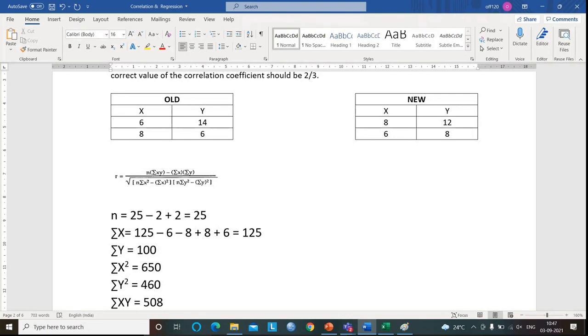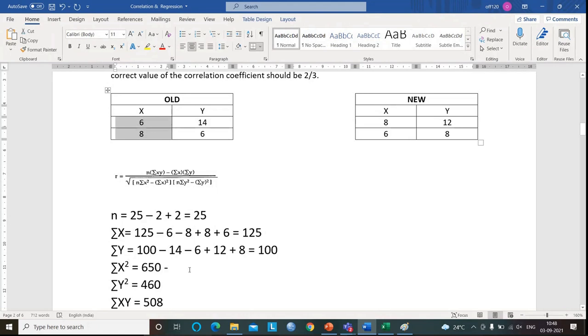In the second column, that means in the y column also, I have to subtract my older values, that is 14 and 6, and add new values, that is 12 and 8. See, 14 and 6 becomes 20, 12 plus 8 becomes 20, minus 20 plus 20 gets cancelled, so again the summation y value remains the same. Now let us move on to summation x square. Summation x square means what? Squaring the observations and then adding them. So now I have to square each and every value. So what are the first x variables we need to subtract? 6 and 8. So what do we do?